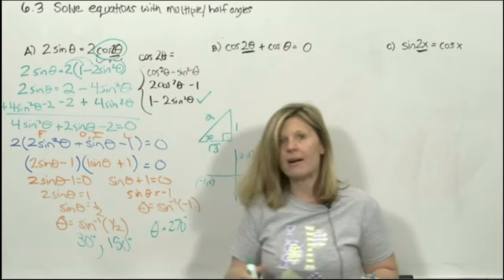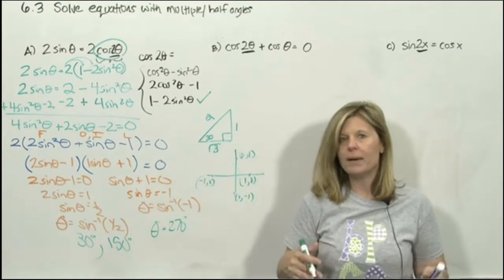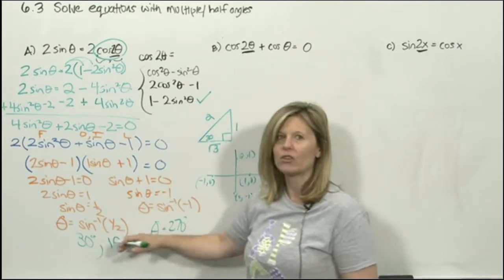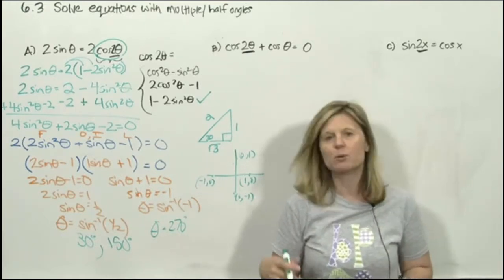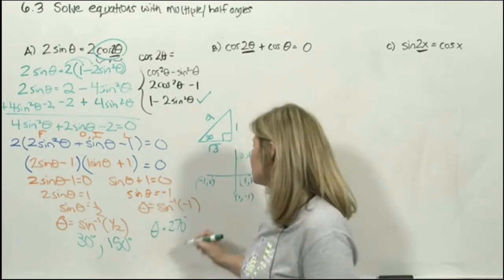Then after we're done solving, we'll make sure we have our answers written in the correct units. It says up in the homework and in the examples in the notes to give the answers between 0 and 360 degrees. So there we go.